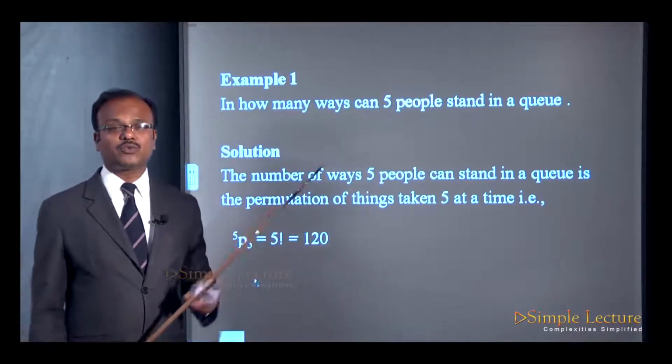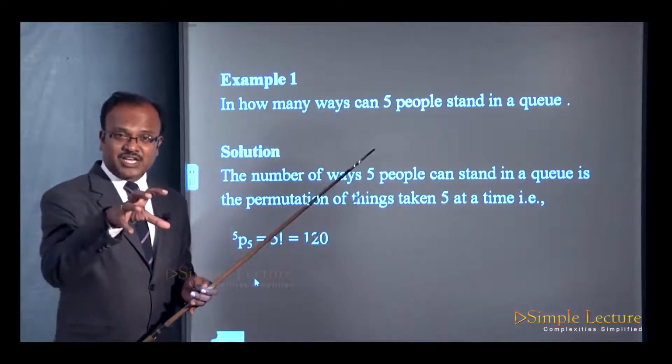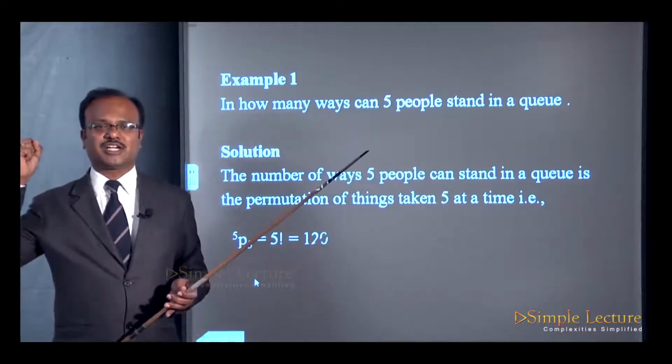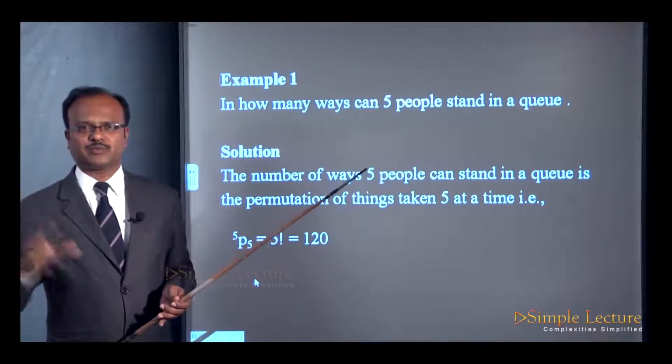So, it is equal to 5P5. So, 5 persons are there, take all the 5 persons at a time. So, nPr means here 5P5.